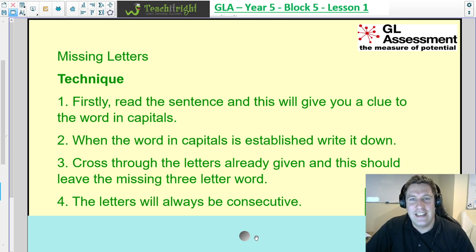These are good fun, and I hope you have a really good go at these, because these ones are very popular in verbal reasoning, but they do take sometimes a little bit of perseverance as well. So let's have a look at an example.